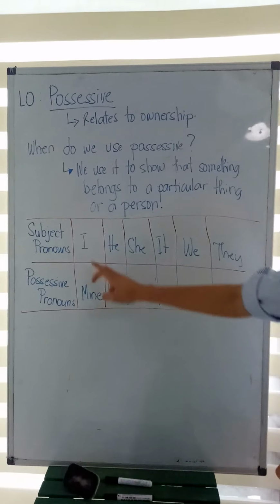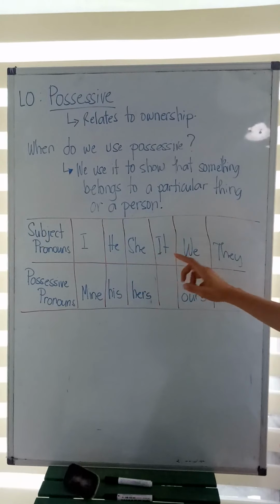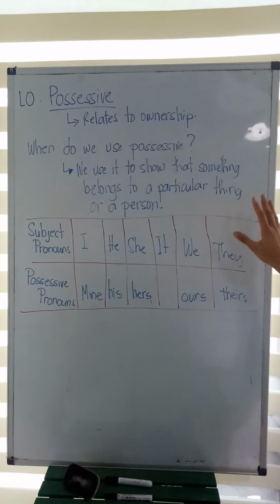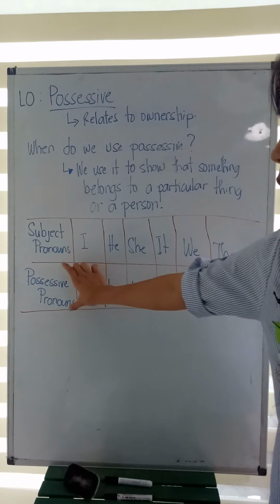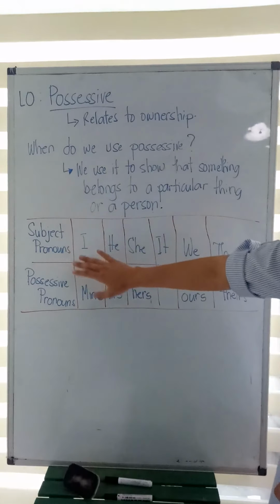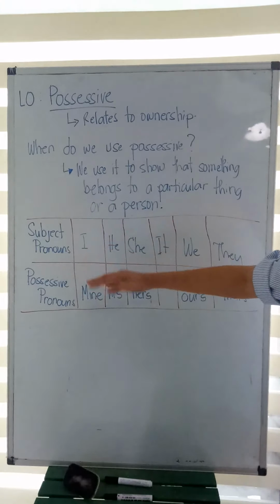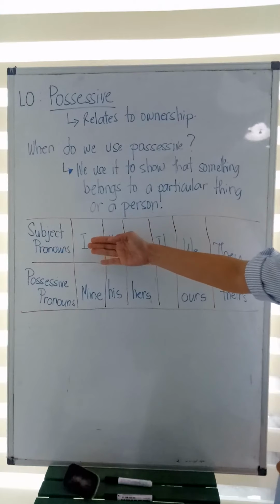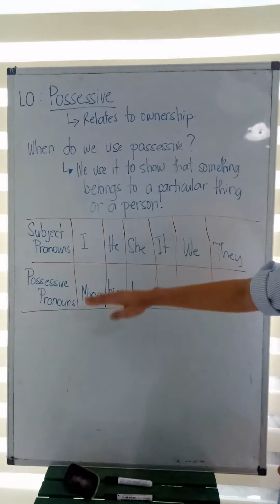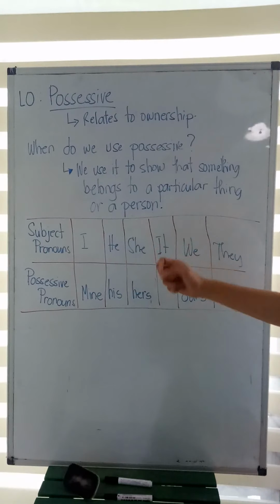Remember subject pronouns: I, he, she, it, we, and they. So they are still the same. They're still your subject pronouns. We are focusing on the ones below here. They are just the equivalent. So the equivalent of a subject pronoun for I is mine, for he is his, for she is hers.